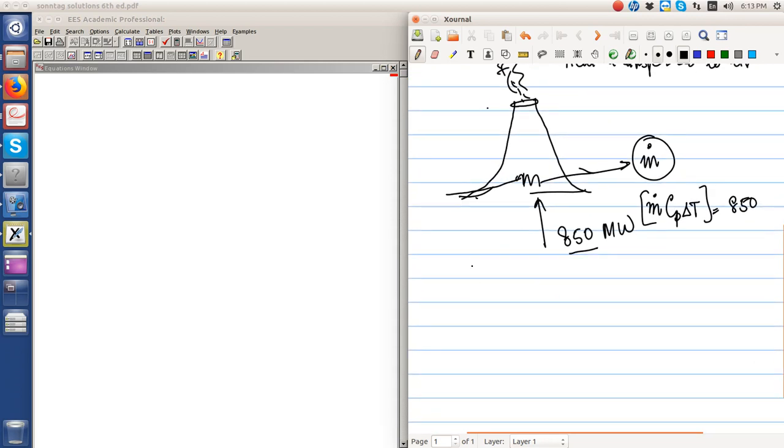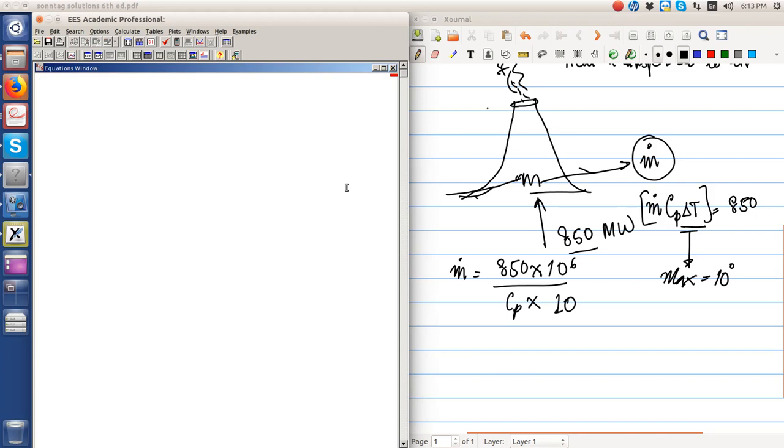So m dot is equal to 850 into 10 raised to 6 divided by Cp into delta T. So the temperature rise max is equal to 10 degrees Celsius, so this is multiplied by 10. Let us go to EES to find out the value of the specific heat. So the mass flux is equal to 850 times 10^6 divided by 10 times the specific heat, where the specific heat is equal to. So let us quickly have a look into the help index.